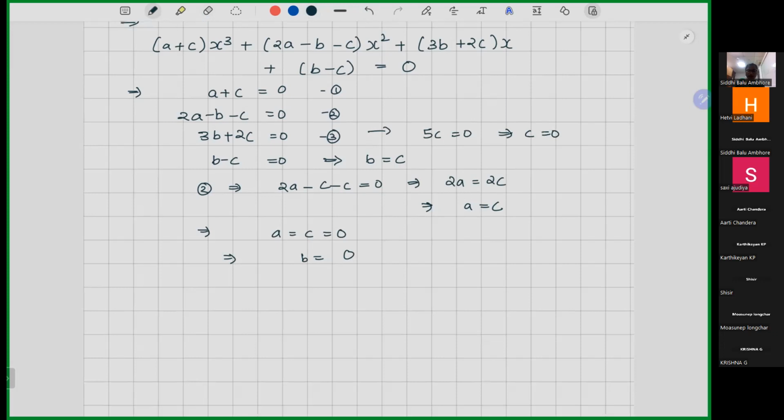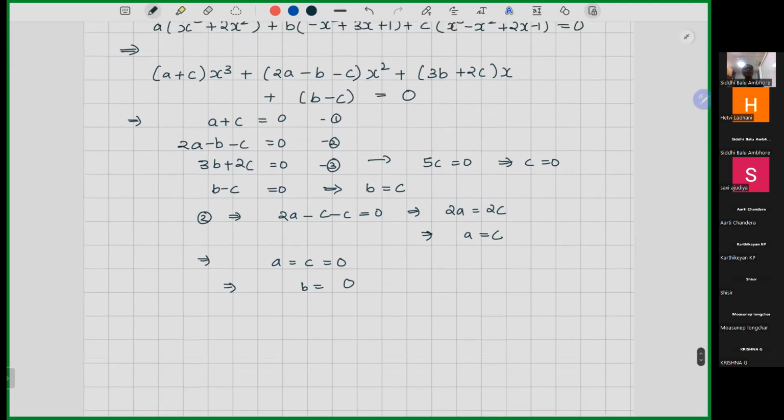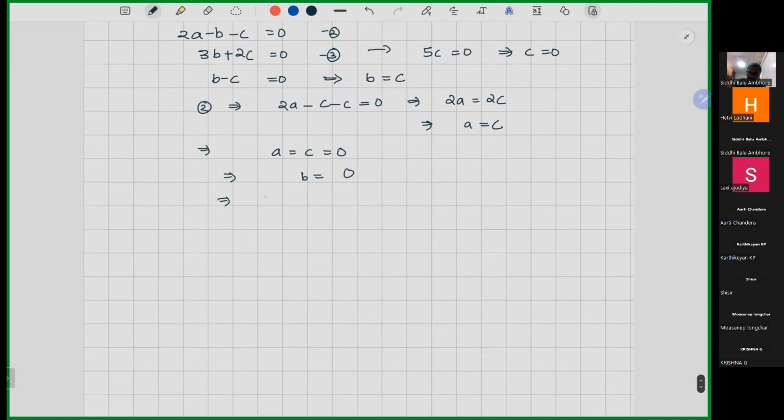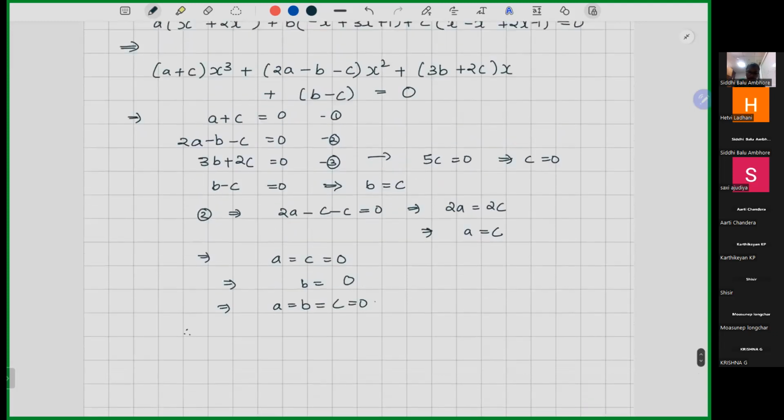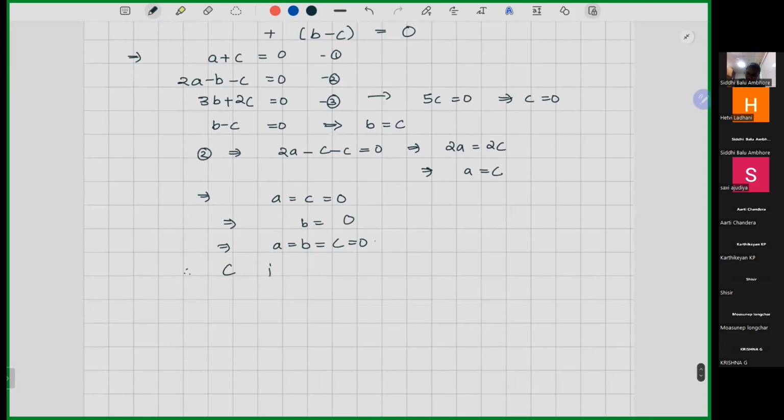And then substitute C is equal to 0 and B is equal to 0, and from the second equation itself I will get A is equal to 0. I mean, there are many ways you can do this, but ultimately you will get that A, B, and C, all three are 0. A is equal to B is equal to C is equal to 0. And therefore, this set C is linearly independent.